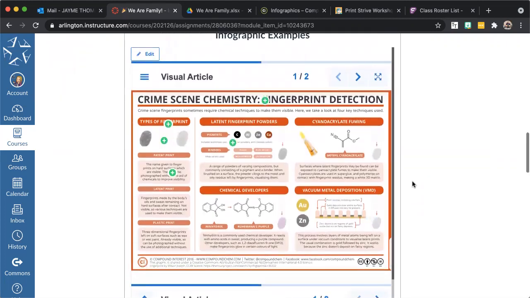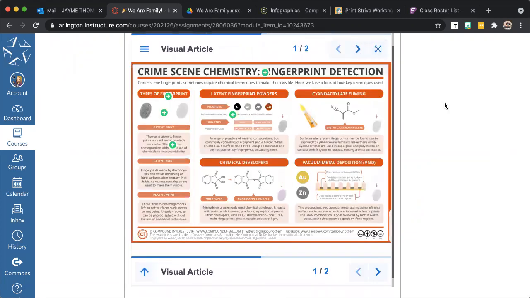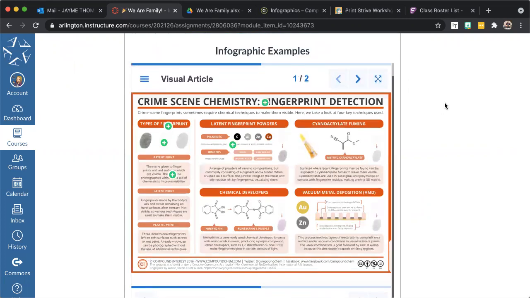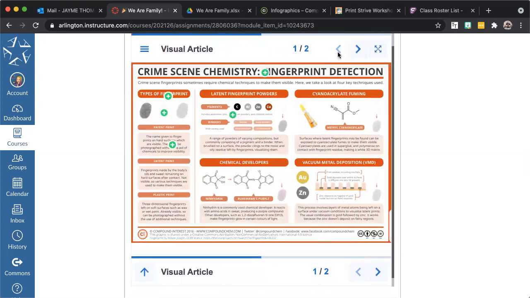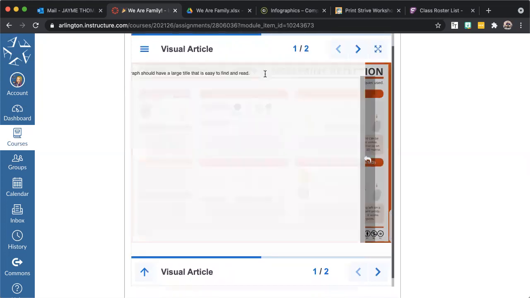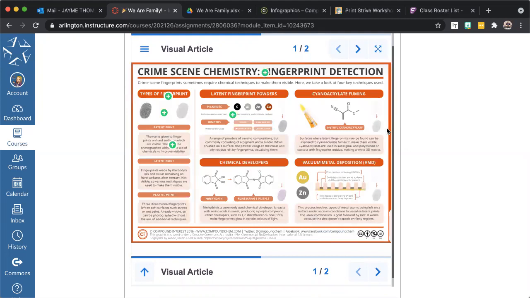Whether it's a visual article or the comparison, I can tell this is a comparison because it says bad posture versus good posture. Even though they're set up differently because they're trying to accomplish different things, this one is really just informing us about crime scene chemistry and fingerprint detection. This one is comparing 2 different things. But they do have their main components in common. So if I click on these little green pluses, you should have a large title that is easy to find and read, and it should relate to what you're doing. It shouldn't just be some random title.